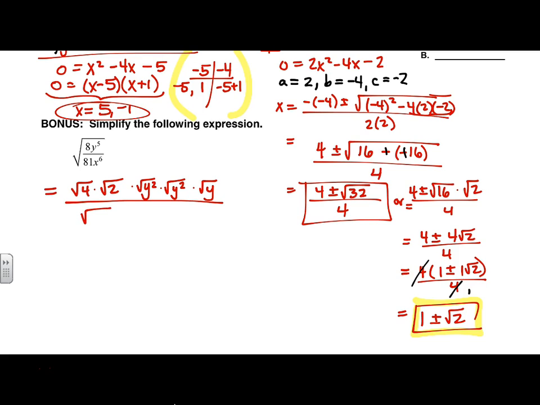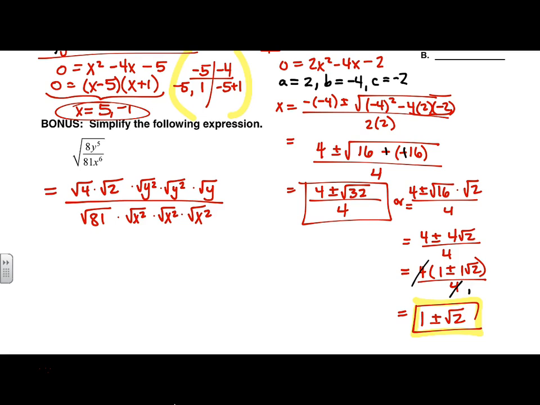Am I scared of the square root of 81 or is he okay? Try the square root of 81, Angel. See, nice. That's nice. Yeah, so I'm not scared of him. Now what am I going to do with the x to the 6? How many pairs am I going to have? Three. Good. Three.